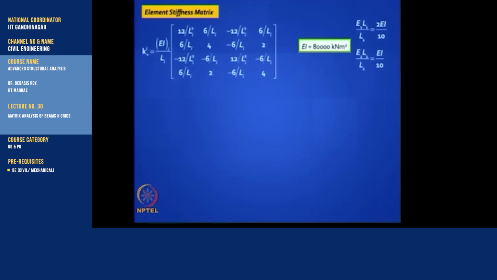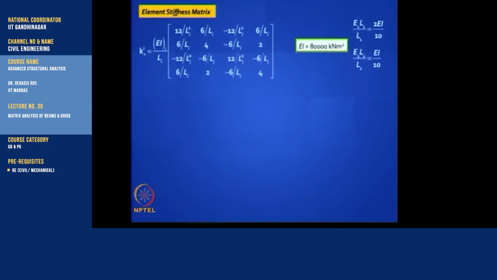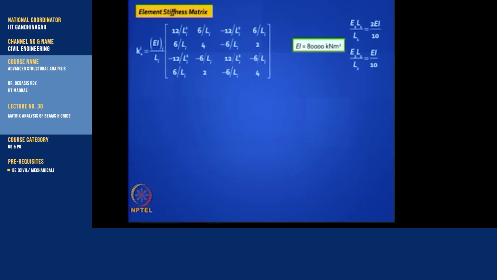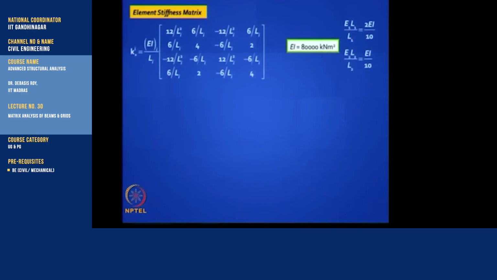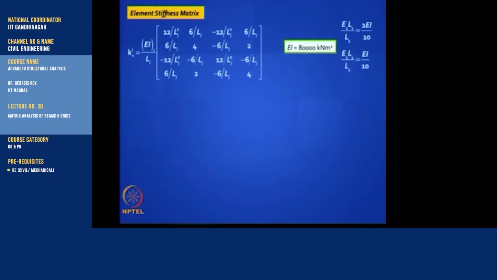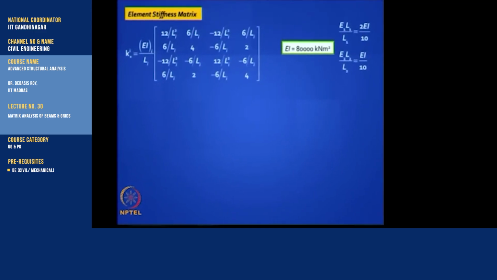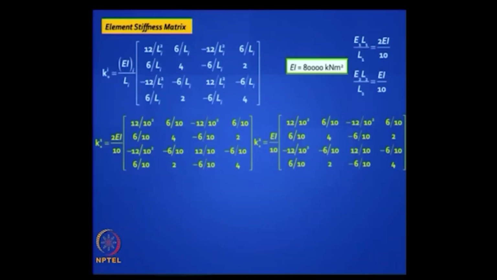Element stiffness matrix, we know the formula, we have derived it, just plug in the values. In this case both spans are 10 meter, only the EI value is changing. EI value for one is 2 times the other. So you can write down these two, okay. K1 star and K2 star are cleanly obtainable from the formulas, both are prismatic, only EI is changing. So the inside part is the same, on the outside 2 EI by 10 and EI by 10.